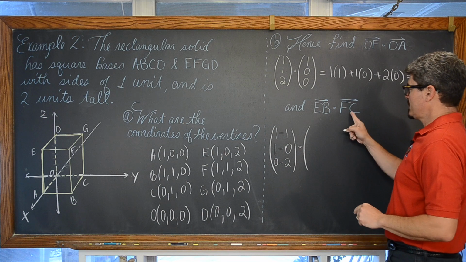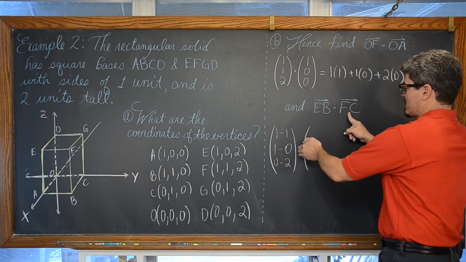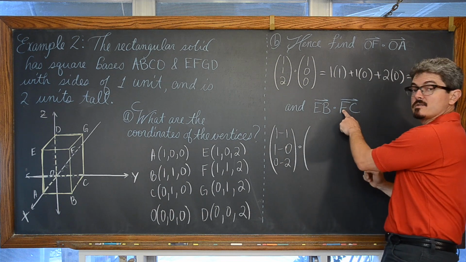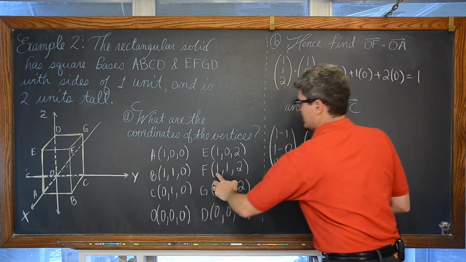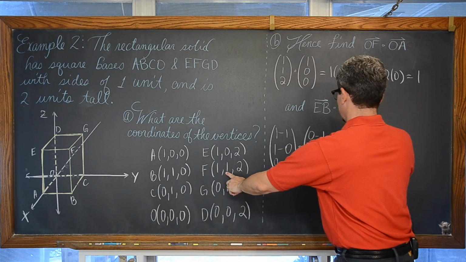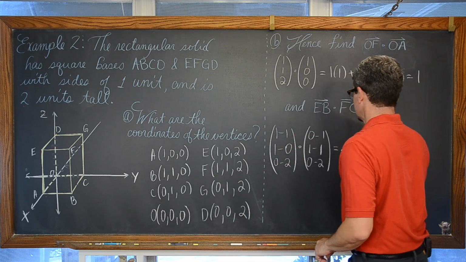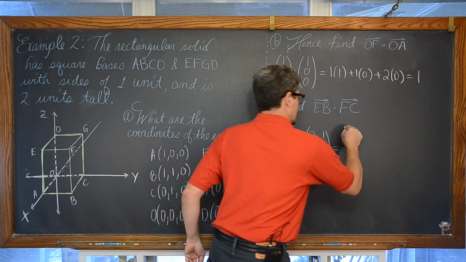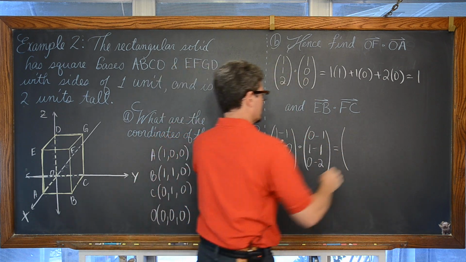That is going to get the dot product. We're going to find the inner product or scalar product of that vector EB with FC. So terminal minus initial, 0 minus 1, 0 minus 1, 0 minus 2. And I'm going to kind of just move this horizontally, even though I really do not like work done that way, but I'm going to run out of room.